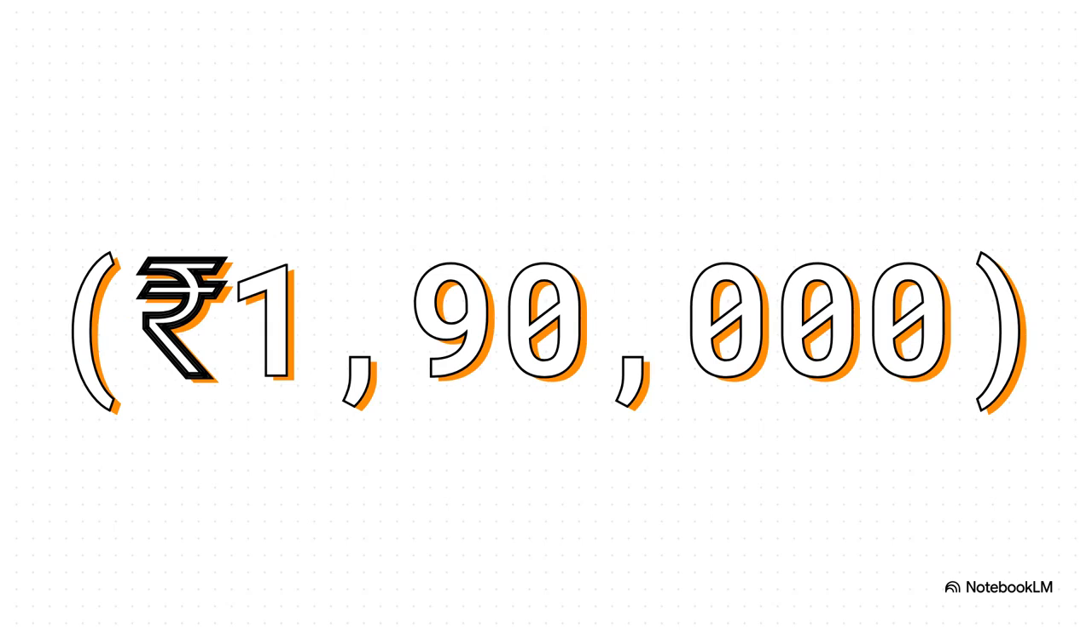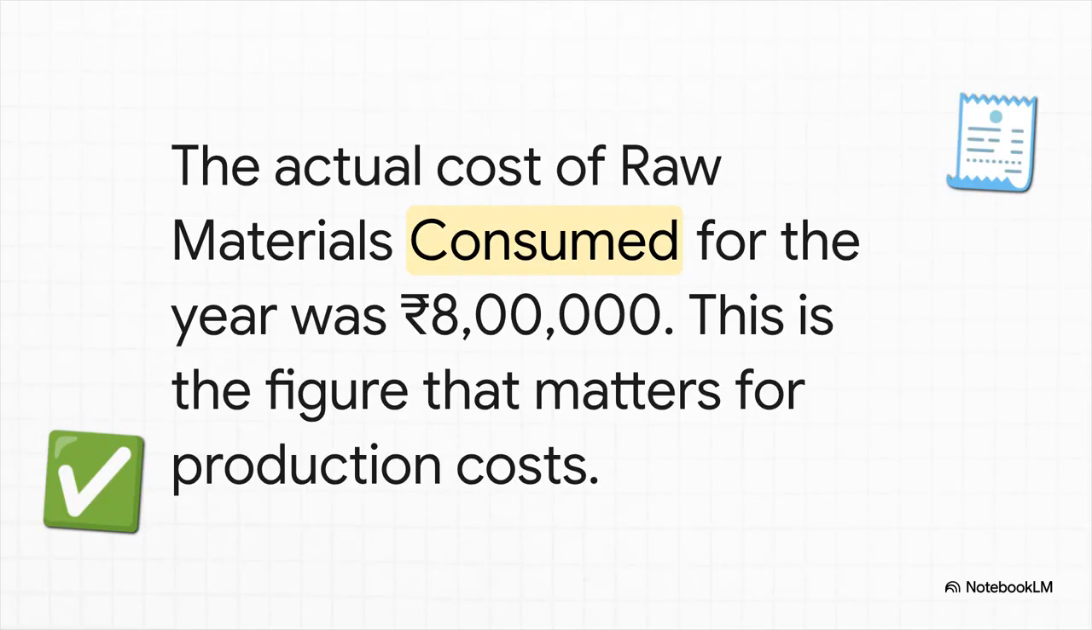And finally, and this is the key step, we have to subtract the value of the materials that weren't used. At the end of the year, when he took stock again, he still had 1,90,000 rupees worth of materials left over. So, if we take that starting stock of 1,70,000, add the purchases of 8,20,000, and subtract the 1,90,000 he had left over, we get our final number. The actual cost of raw materials consumed was 8 lakh rupees. This is the figure that truly matters for our production costs.